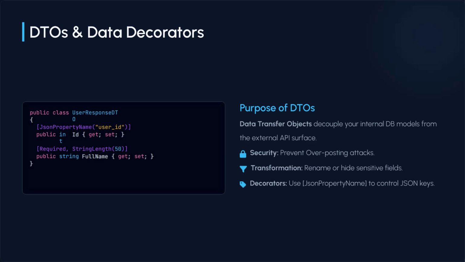We use DTOs, or Data Transfer Objects, to decouple our internal database model from the external API. This is crucial for security, as it prevents overposting attacks and allows us to rename or hide sensitive fields using decorations like JsonPropertyName.